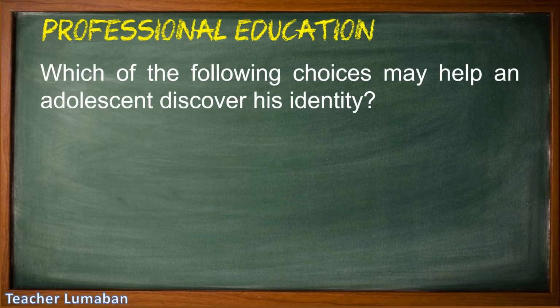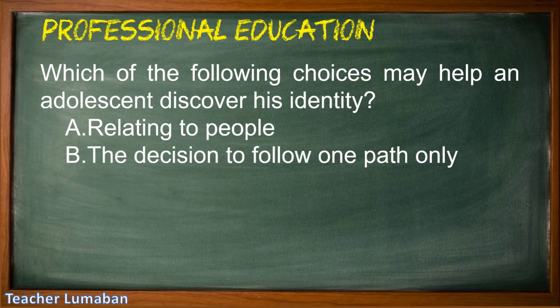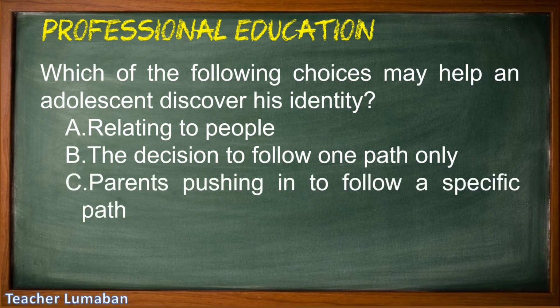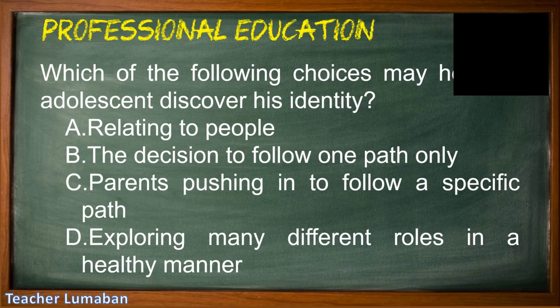Which of the following choices may help an adolescent discover his identity? Letter A. Relating to people. Letter B. The decision to follow one path only. Letter C. Parents pushing him to follow a specific path. Letter D. Exploring many different roles in a healthy manner. Choose the suitable answer to the following choices in 5 seconds.